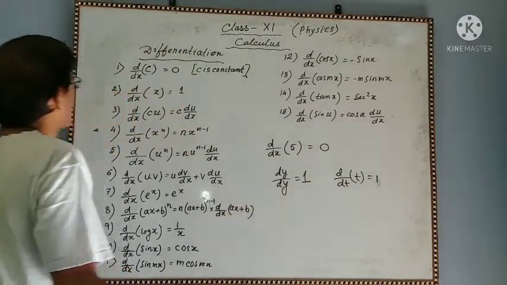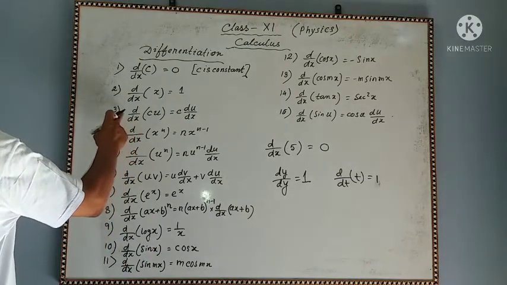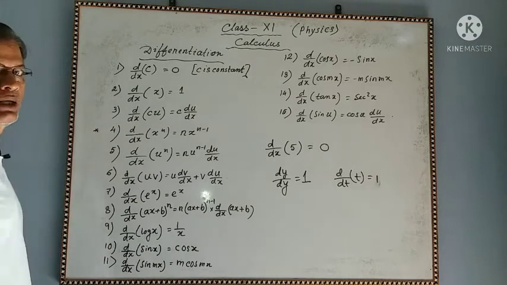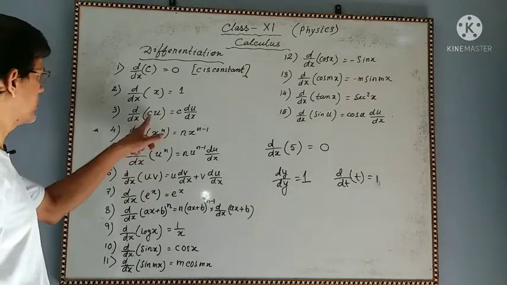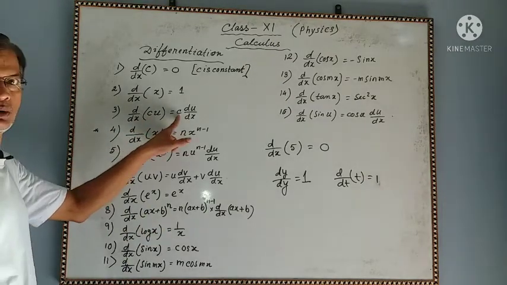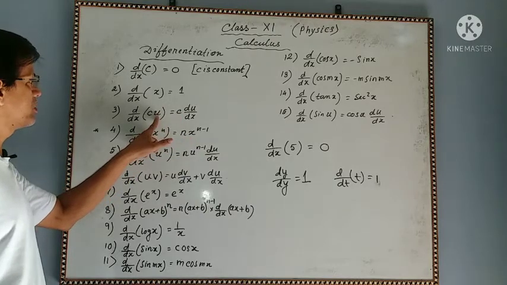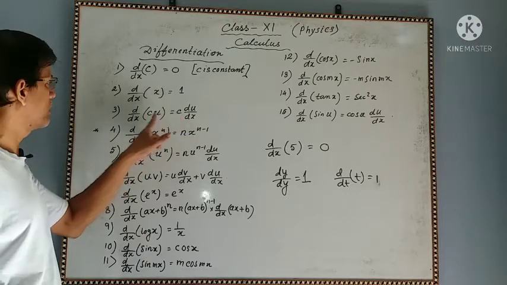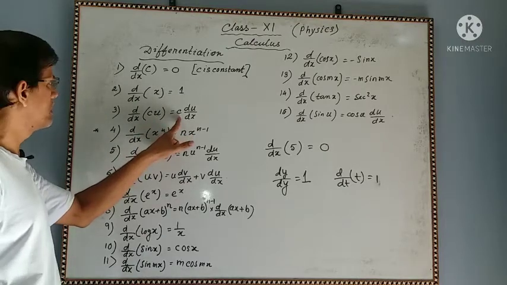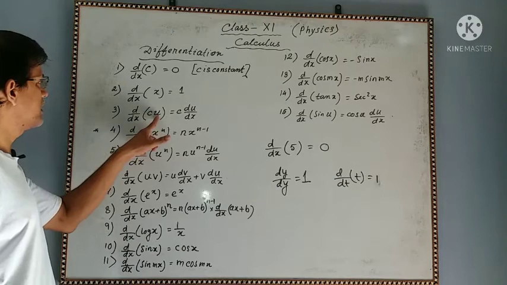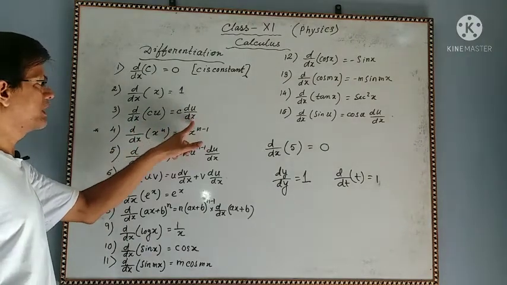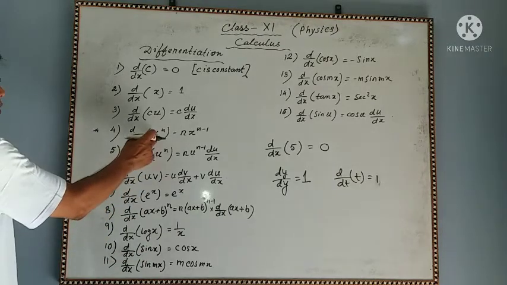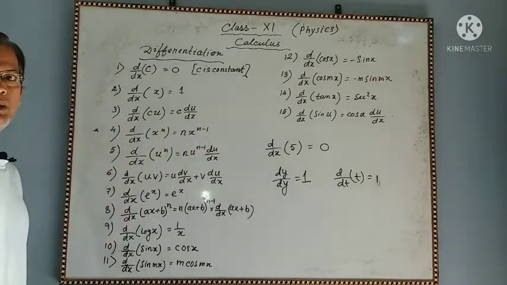Clear? Now you see d by dx of cu. c is a constant, u is another variable, not a constant. Then the constant will come out, and you have to differentiate u with respect to x, so c times du by dx.